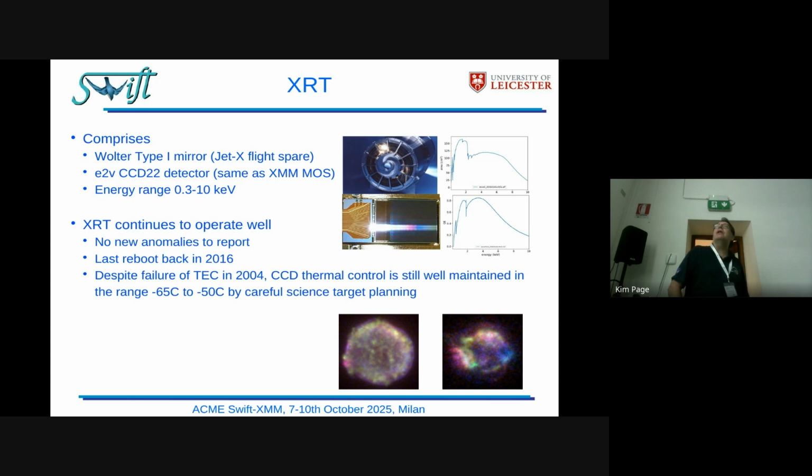One thing that did happen shortly after launch, the XRT had a thermal electric cooler to keep the CCD cold, but it actually failed. The power supply unit to it failed. But by carefully keeping the XRT radiator pointing into deep space most of the time, we can keep the XRT operating below -50, around -65 or even -70 degrees Celsius. So that's all thanks to the science planners. And the bottom shows a couple of our calibration sources. On the left is the Tycho supernova remnant, and on the bottom right is the Cassiopeia A supernova remnant. We use those for gain calibration purposes.